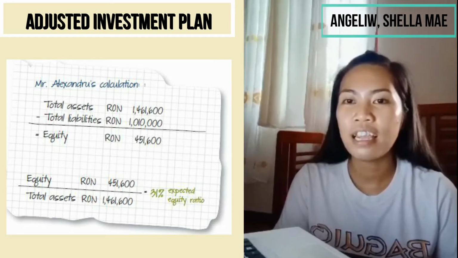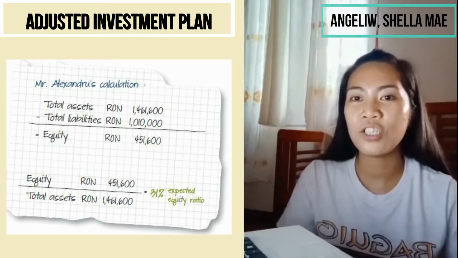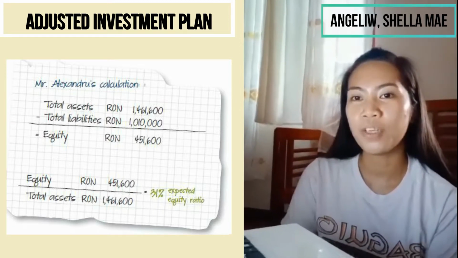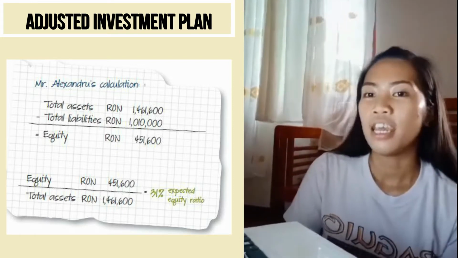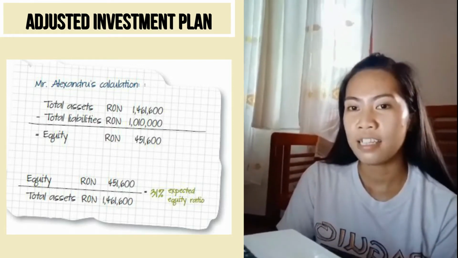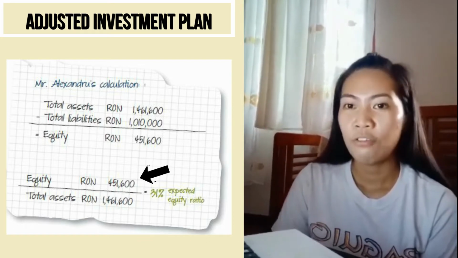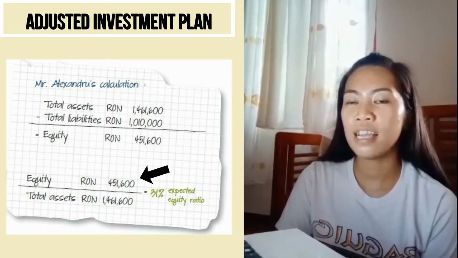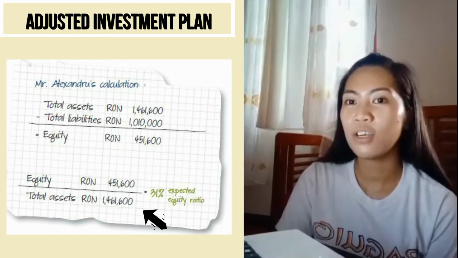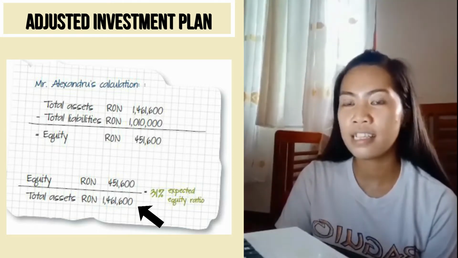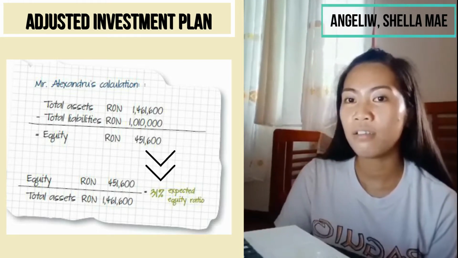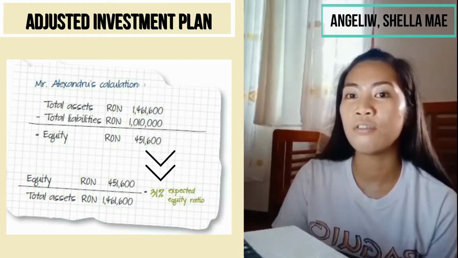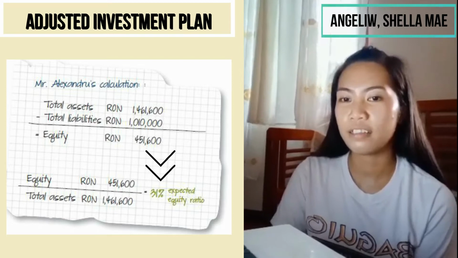Since kailangan natin malaman ang equity ratio para makita if kaya niya ba suportahan ng investment, formula for equity ratio is equity divided by total assets equals equity ratio. 451,600 divided by 1,461,600 equals 31%. Expected equity ratio niya sa adjusted investment plan is 31%.